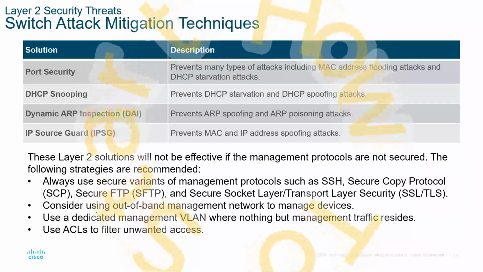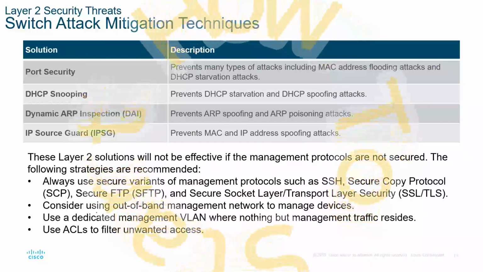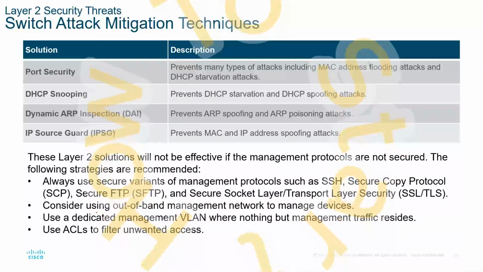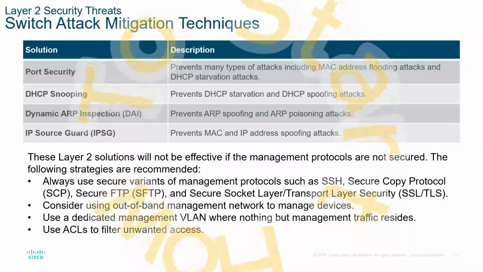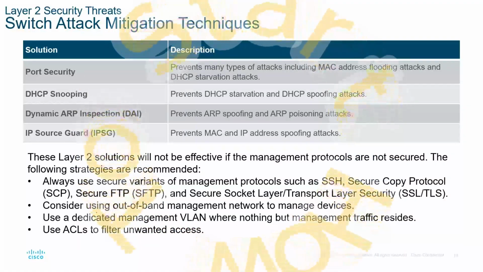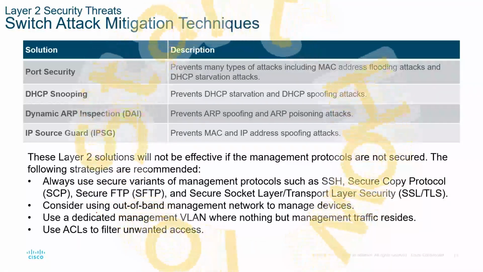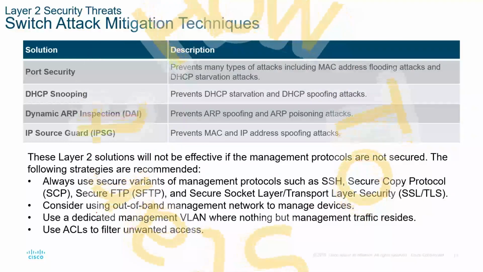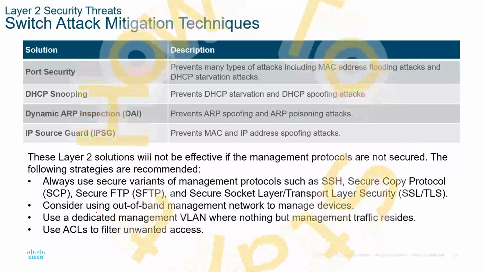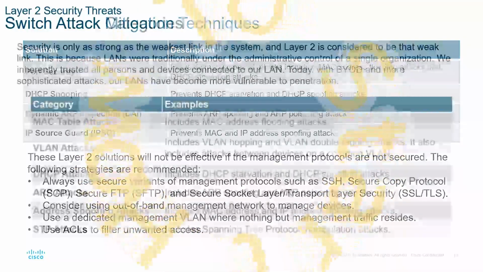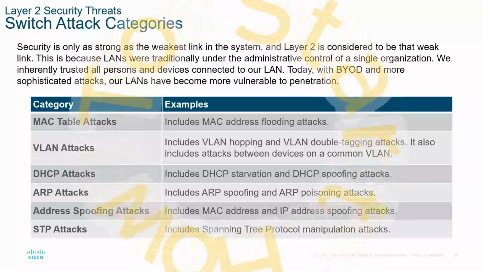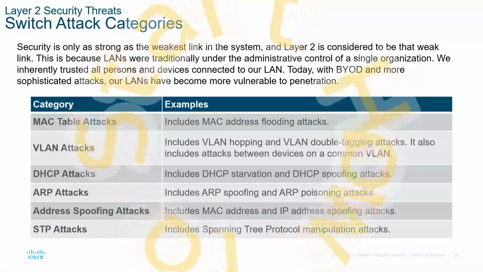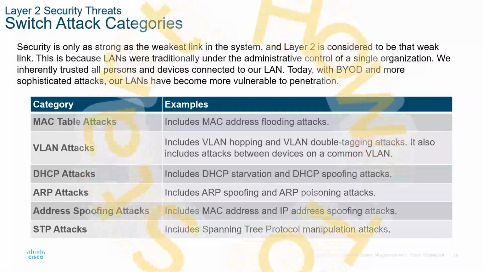Again, these solutions aren't effective if the management protocols are not secure. So that means looking at higher level protocols, they also have to be secure. Things like SSL, TLS, FTP, VLANs, and again, implementing the appropriate management protections, things like ACLs. All of them provide additional components to layer the levels of protection. I'm going to go back one slide. So we have these 6 common types of attacks: MAC, VLAN, DHCP, ARP, address spoofing, STP attacks.